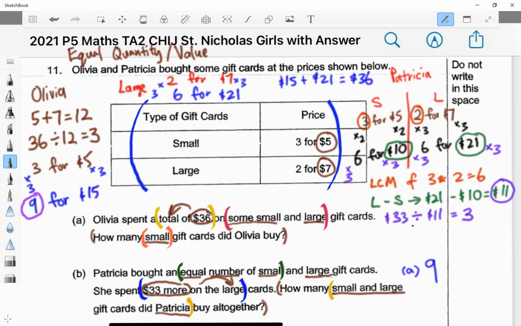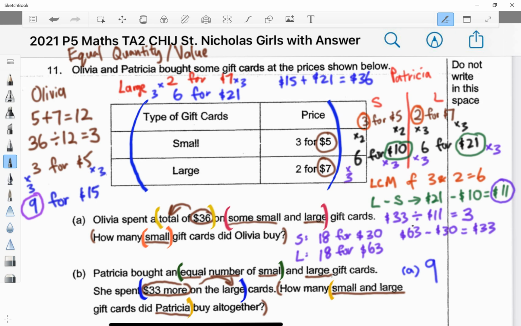So for the small, Patricia will have bought 18, and it will have cost her 18 for $30. Then what about the large gift cards? Because she bought an equal number, she must have bought 18 also. So 18 for how much? 18 for $63, because $21 times 3 gets me to 63. And I know that I'm on the right track, because if I take $63 and subtract away $30, it gives me the difference of 33, which was mentioned in the question.